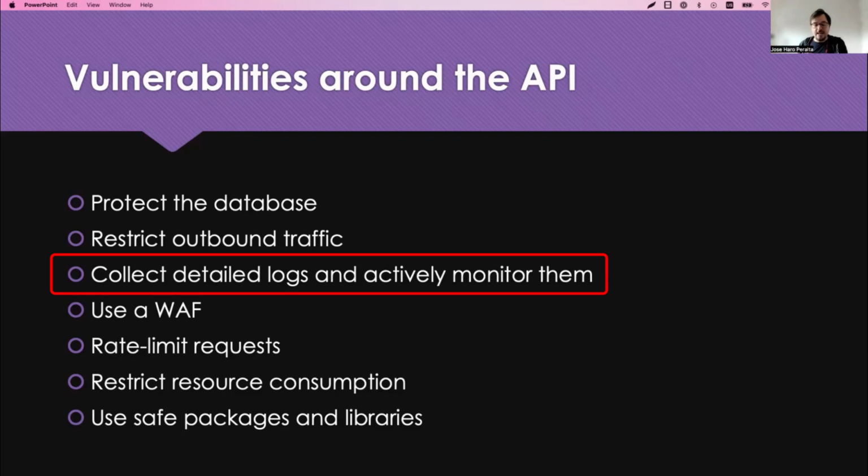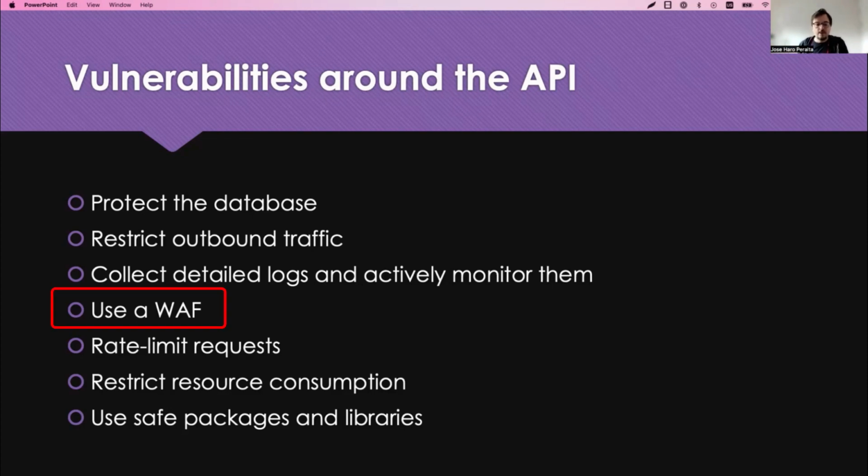Collect detailed logs and actively monitor them. It's the only way to spot unusual and malicious behavior from our users against the API. And it's the only way to respond on time and take action before it causes any further harm. Use a web application firewall if you can. It can go a long way to capture and prevent SQL injection attacks, cross-site request attacks. So if you can, use one of those.